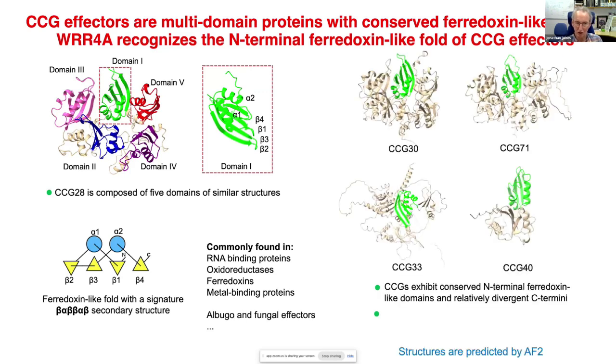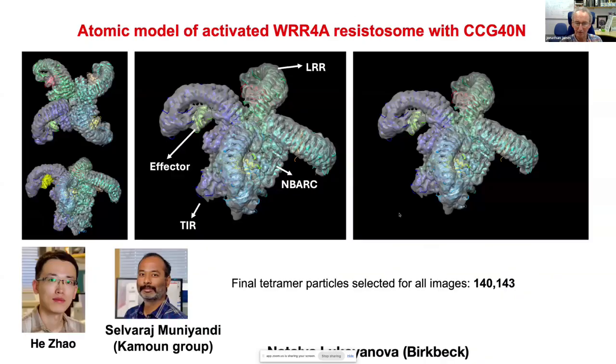And if we predict the structure of CCG28, 30, 71, 33, and 40 here, they've all got in their N-terminal region a very clear ferredoxin-like fold effector, and that's where the CCG is, post-signal peptide cleavage. And it turns out that you just need this green bit for recognizability. So you just deliver 100 amino acids with the WRR4, and you get an HR in tobacco.